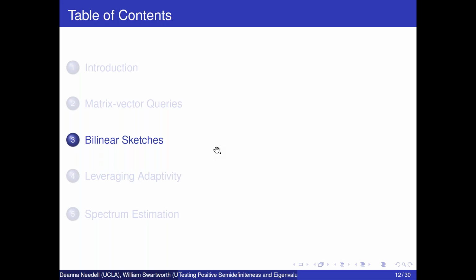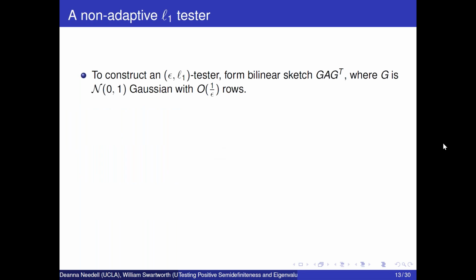So that was sort of a warm up to this area. Let me look at another kind of query, which I mentioned early on in the talk, which is these bilinear sketches. Sometimes your matrix A is so large that you can't afford to just compute matrix vector products. The output, this big vector, might be too large. So you want to apply dimensionality reduction on both the left and the right of A.